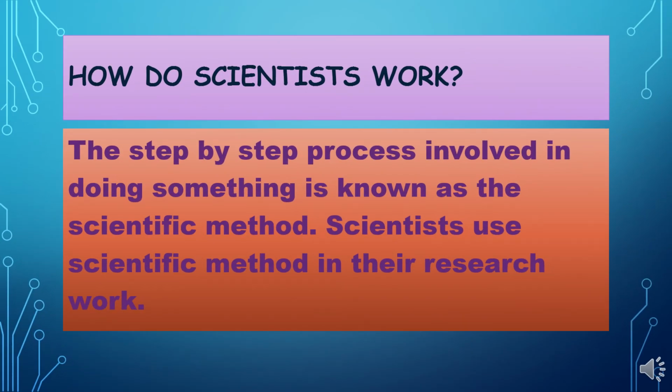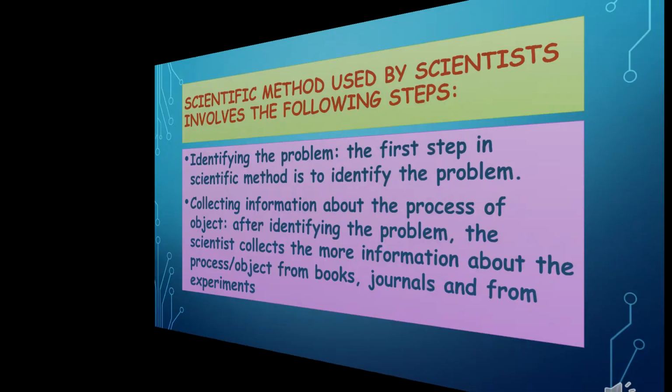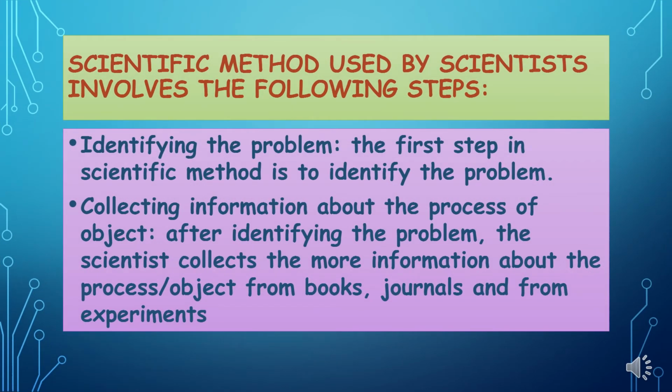Now, we will discuss how scientists work. The step-by-step process involved in doing something is known as the scientific method. Scientists use the scientific method in their research work. The scientific method used by scientists involves the following steps.